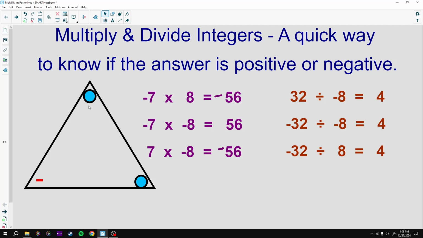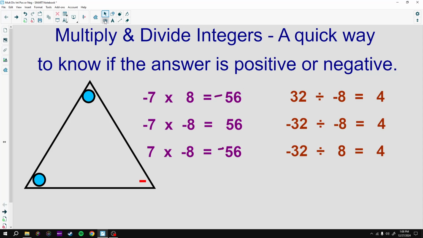Now, it turns out that this doesn't just work with multiplying, it also works with dividing. They're opposites of each other. Multiplying and dividing are the complete opposite of each other, so this trick will work with either one. Here we go. So over here we have 32. Well, 32 is positive. And 8 is negative. So we'll cover up one of the negative signs, and there we go. So a positive 32 divided by a negative 8 is a negative 4.